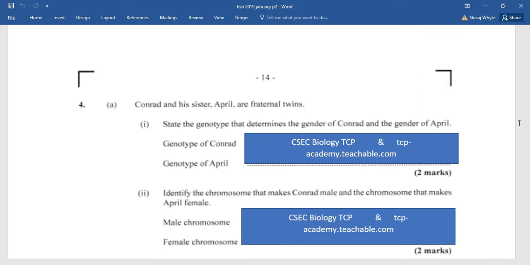Now it's important to note here that the fact that we're going to be calling on is that the father is the person who usually determines the sex of the offspring. So let us look at what the genotype is going to be here.